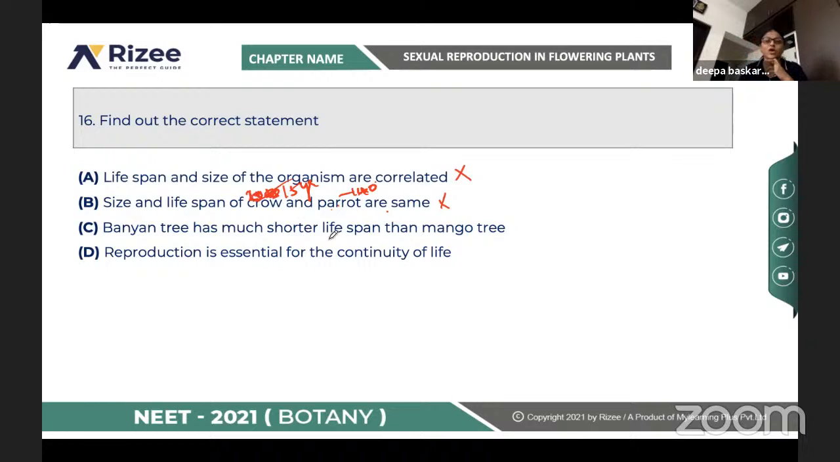Banyan tree has much shorter lifespan. No, banyan tree has 200 years, but mango tree not that much. Reproduction is essential for continuity of life. Yes, this statement is correct. Reproduction is essential for the continuity of life.